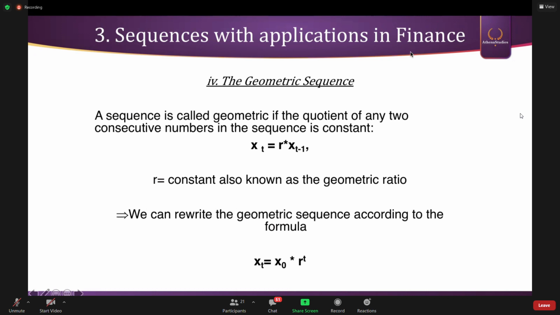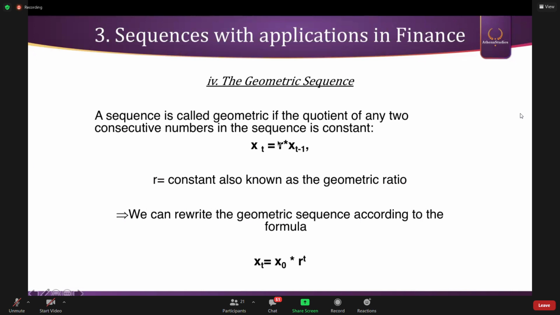Let's speak about the geometric sequence then. We are already acquainted with the arithmetic sequence, so let's see what the deal is with the geometric sequence. A sequence is called geometric if the quotient, so not the difference, but the quotient of any two consecutive numbers in the sequence is constant.